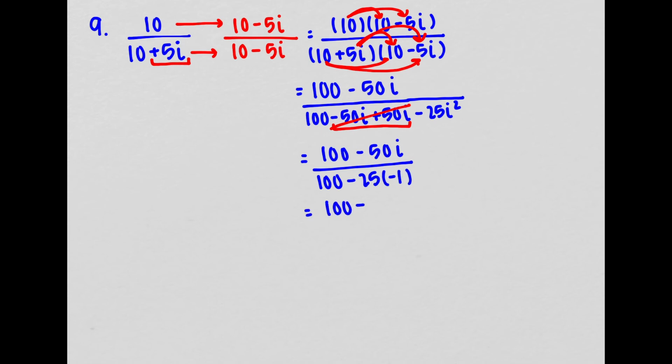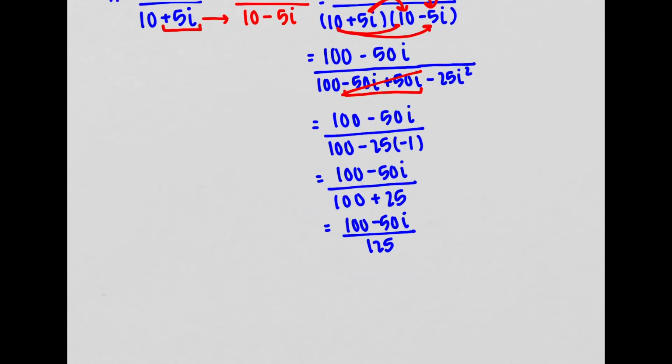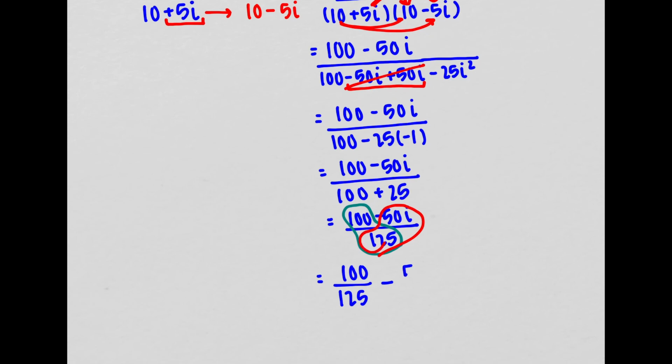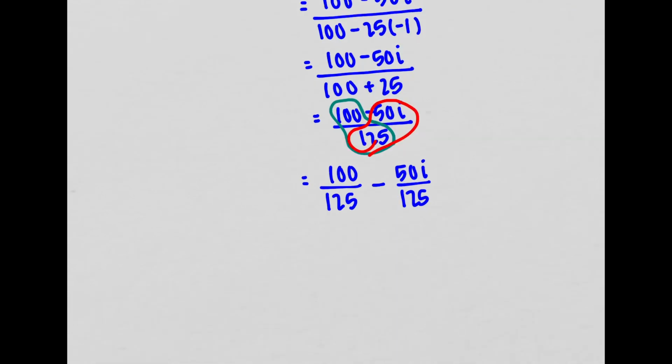So I now have 100 minus 50i on top over 100. Negative 25 times negative 1 is a positive 25. I have 100 minus 50i still on top over 125. And now we break it apart in two again. So I have 100 over 125 as my real part of this answer, minus my imaginary, which is going to be 50i over 125. Now these fractions do reduce, so again, if you have that calculator above the 7, you can put each of these in separately. You can put 100 over 125, and that will leave you with 4 over 5, minus, you could put 50 over 125, and that will give you 2i over 5, and this is your final answer.